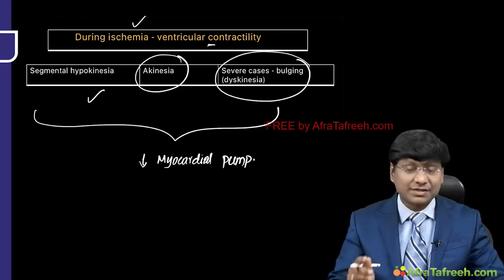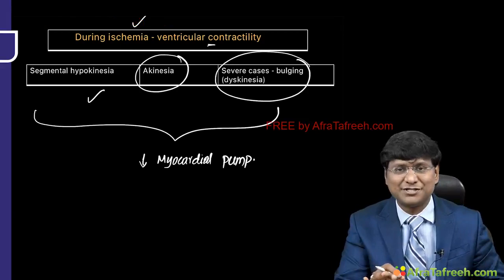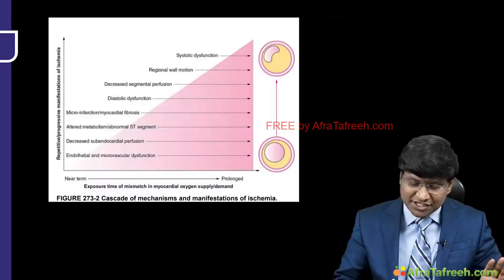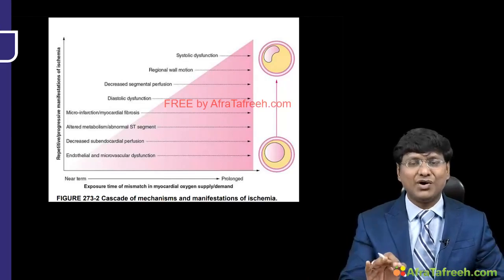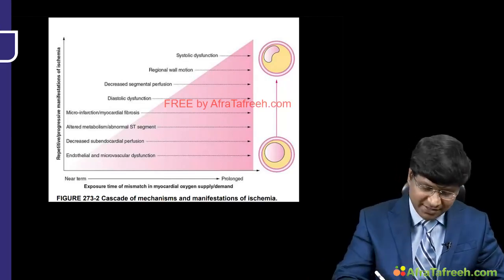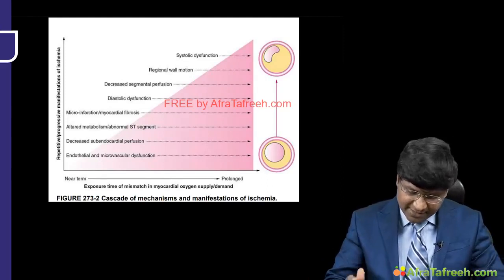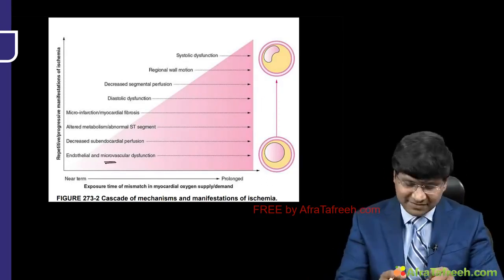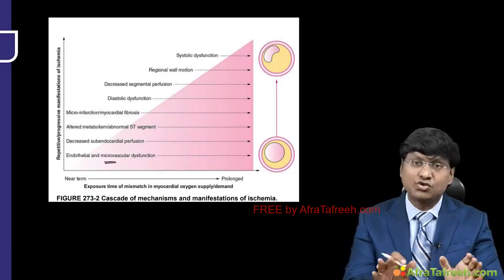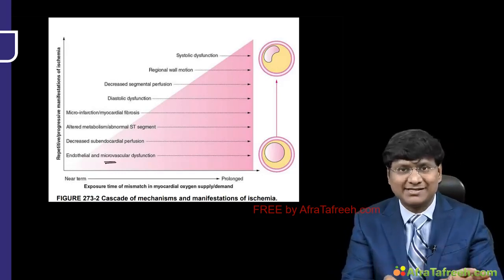Right? They will reduce the myocardial pump function. Now, let me just show you the sequence of events that will happen because of the myocardial ischemia. The sequence is, number one, there is endothelial and microvascular dysfunction, right? And because of which, what will happen? There is loss of defense mechanism of the endothelial cells.